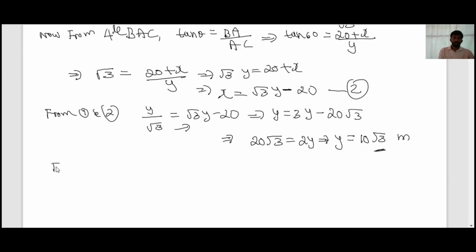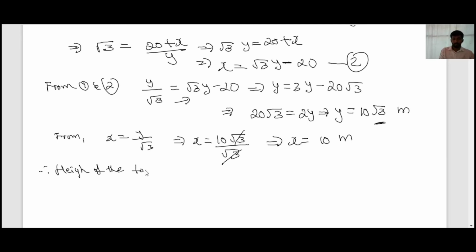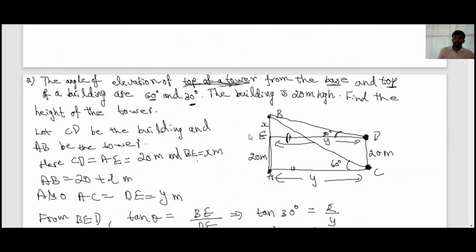From equation 1, what's the value of X? We have X is equal to Y divided by root 3. This implies X is equal to 10 root 3 divided by the denominator root 3. Root 3 gets cancelled. This implies X is equal to 10 meter. That's the value of X. Therefore, height of the tower. What's the tower? Here you have taken the tower as AB. Height of the tower AB is equal to AE plus X, right?